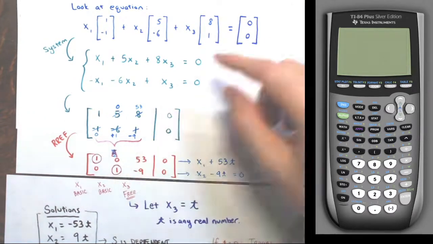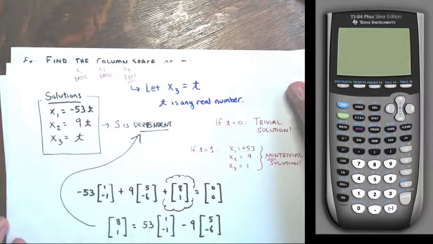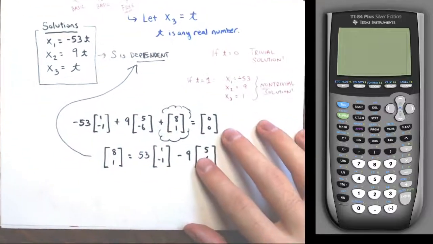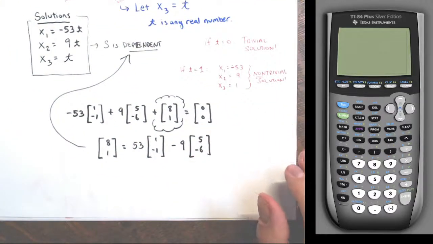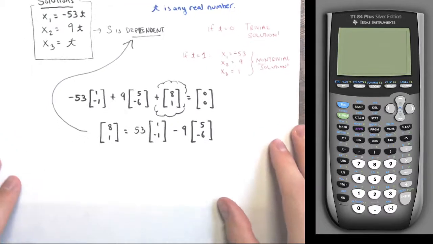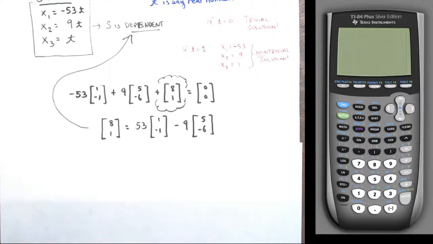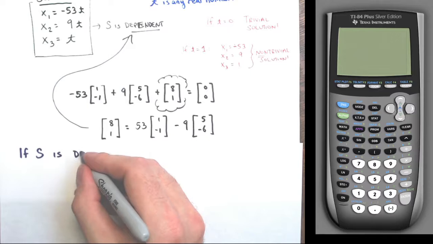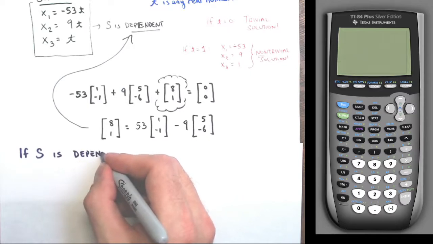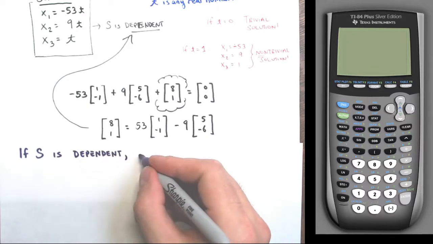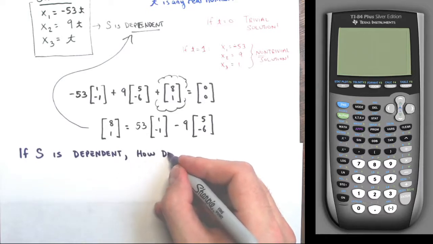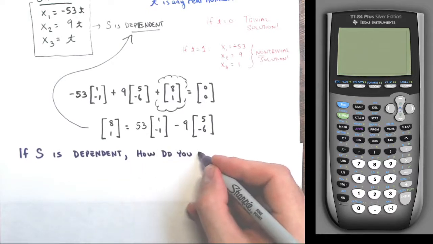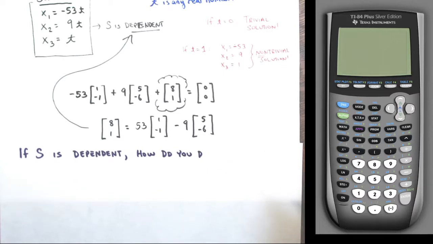I'll rewrite this, and I'll ask that question on the following page. So next page. How do I determine, if S is dependent, which vectors in S would be independent?